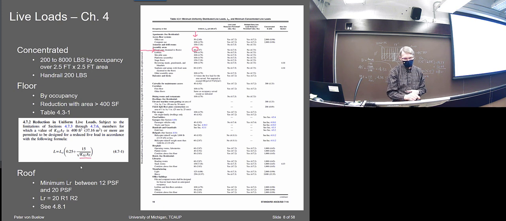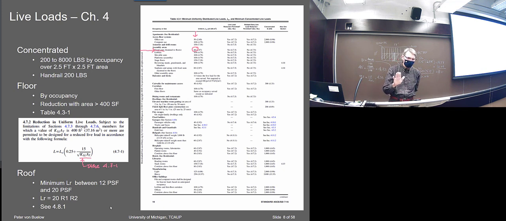And there's a table that KL is in, in chapter 4. It's got that same number, 4.7-1, I think, where you just look up that KL factor. Okay, so that gives a floor.